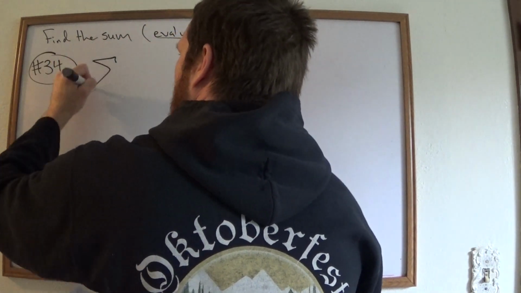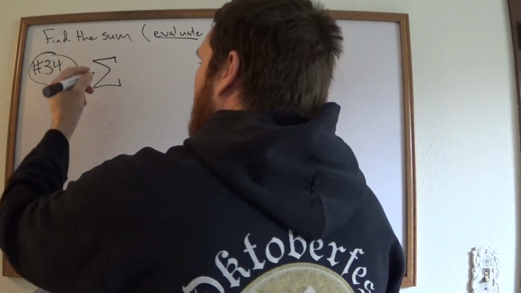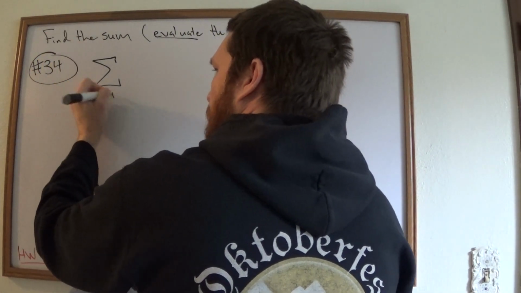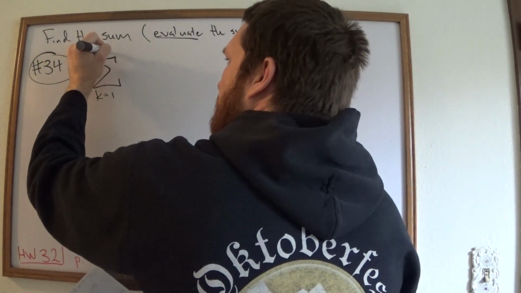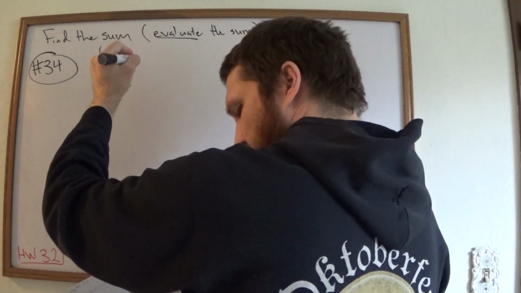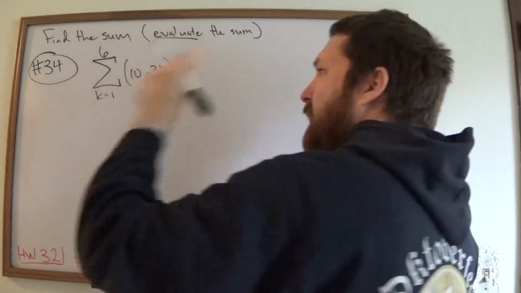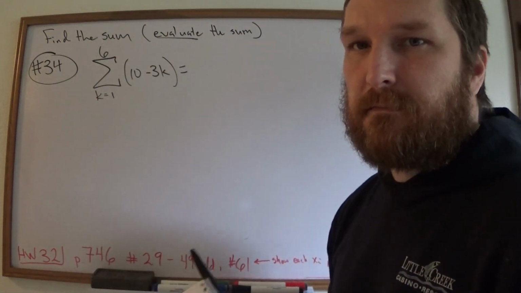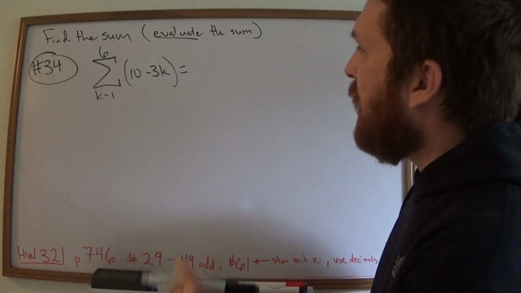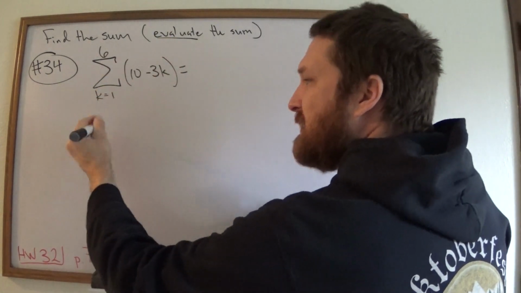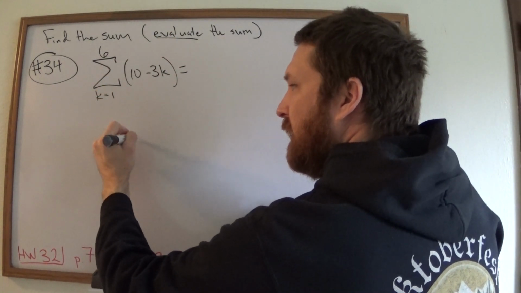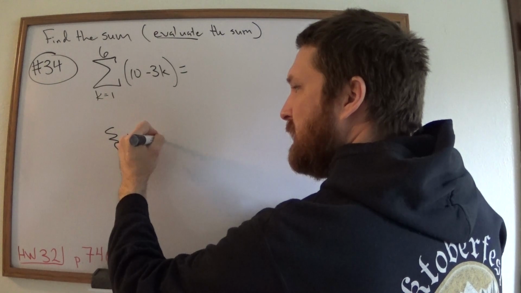It tells you to evaluate this sum right here. k goes from 1 to 6 of, what are we doing? 10 minus 3k. Pause the video and try to figure this out. Okay? So this is your formula. This is kind of like your sequence, 10 minus 3k right here.